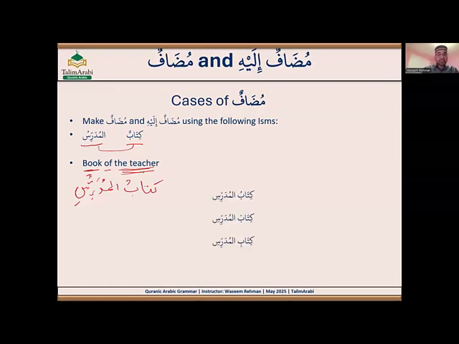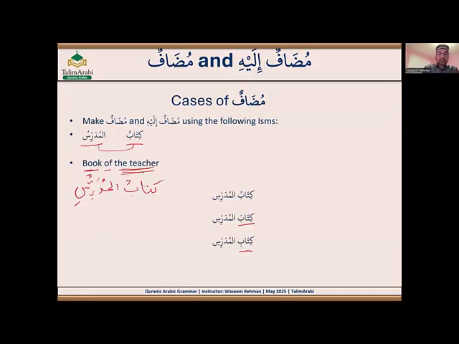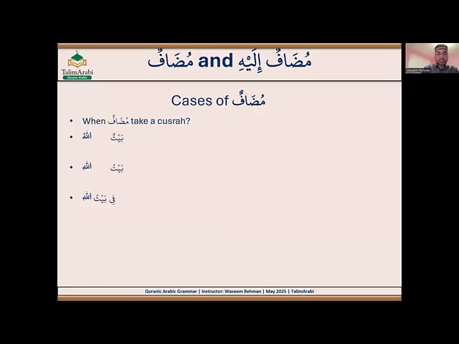Again, same thing. That kitabu can be kitaba, kitabu can be kitabi as well. Because for mudaf, there is no such rule that it will always be in rafa status. It can be in nasab status. It can be in jar status. So same thing as in previous slide. So now let's see when mudaf takes a kasra, right? So like as we saw here, right? So kitabi. So when does a mudaf take kasra?